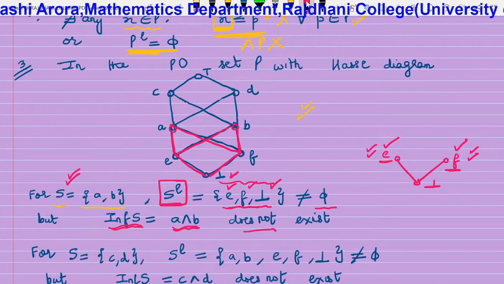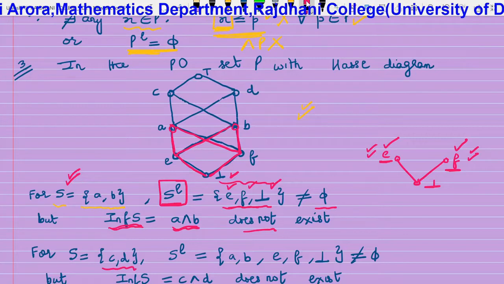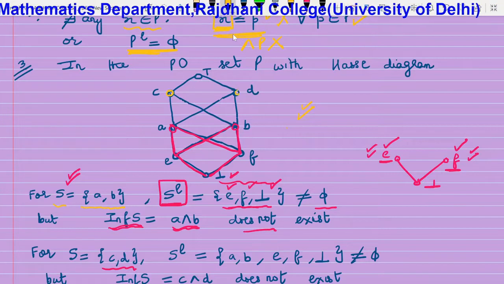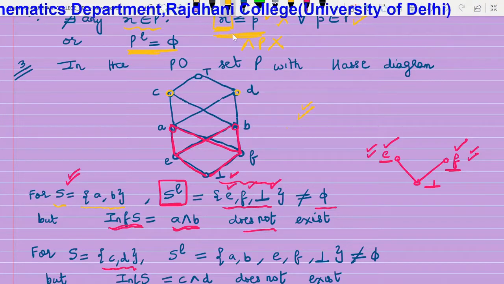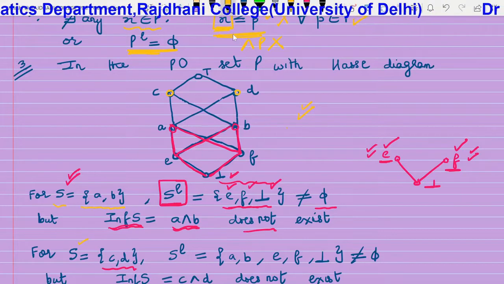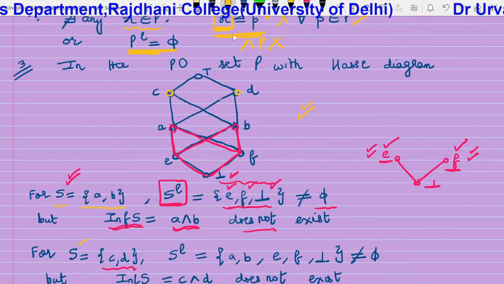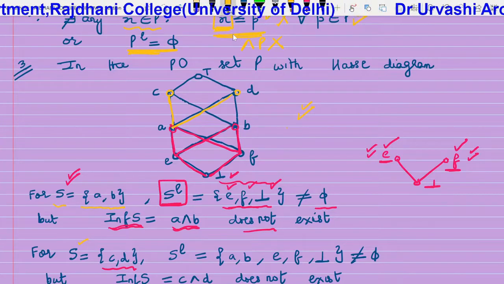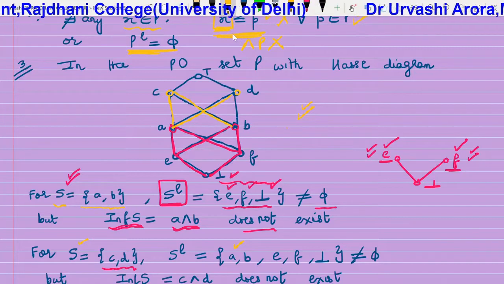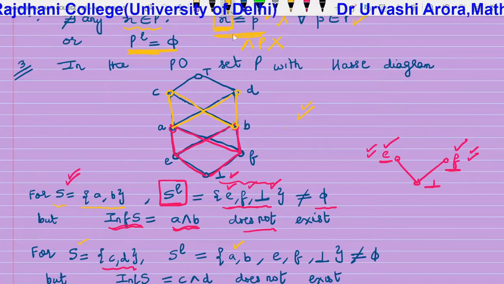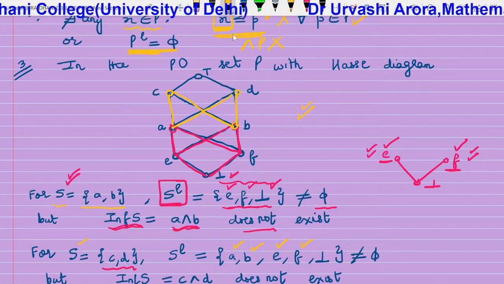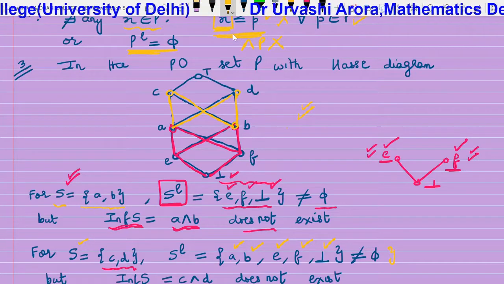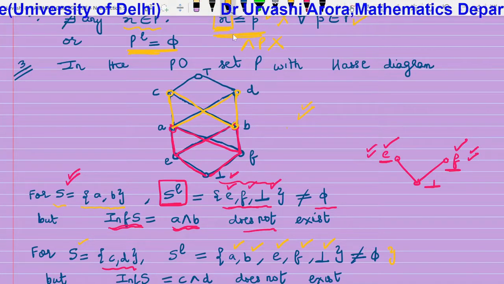So this was the discussion about the set S equal to AB. Now if you take S to be CD in the same way, that is these two elements I am taking, C and D, then if you try to find out what are the lower bounds of the set S, where S is the set consisting of two elements C and D, then we can see that just below C and D, A is there. So A is the lower bound. In the same way, just below C and D, B is there, so B is the lower bound. For the same reason, E is a lower bound, F is a lower bound, and the bottom element is also a lower bound.